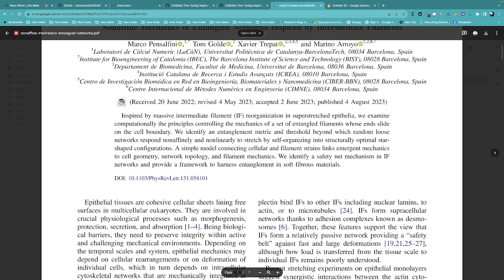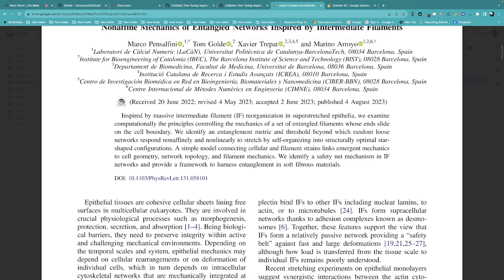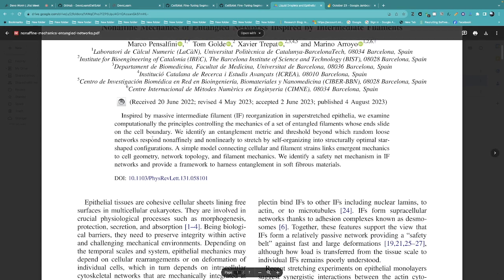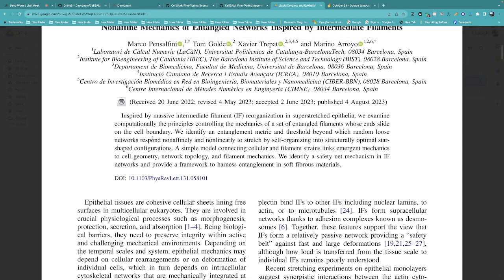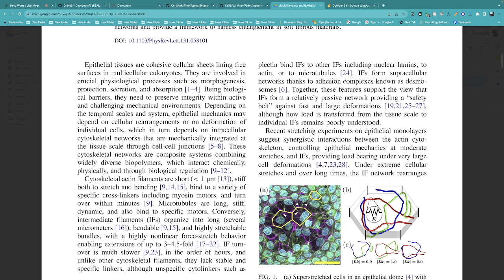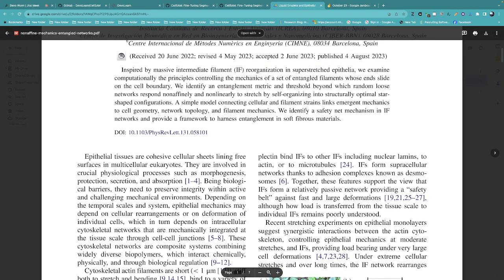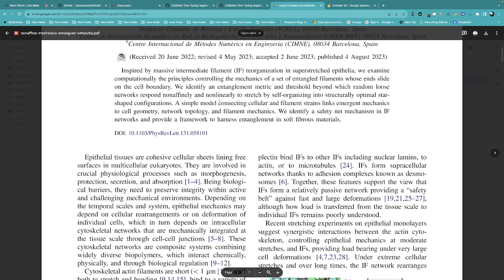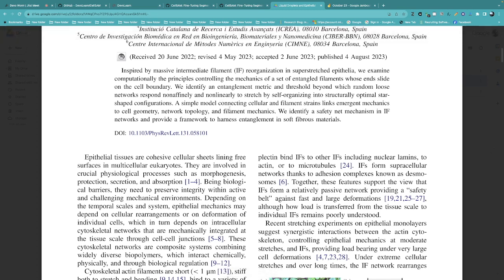We identify an entanglement metric and threshold beyond which random loose networks respond non-affinely and non-linearly to stretch by self-organizing into structurally optimal star-shaped configurations. So they have these star-shaped configurations which are optimal. It looks something like this, I think. So this kind of outline, they have this specific characteristic configuration that they basically stretch into.